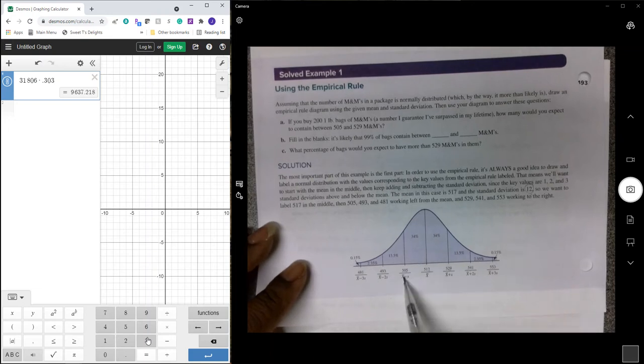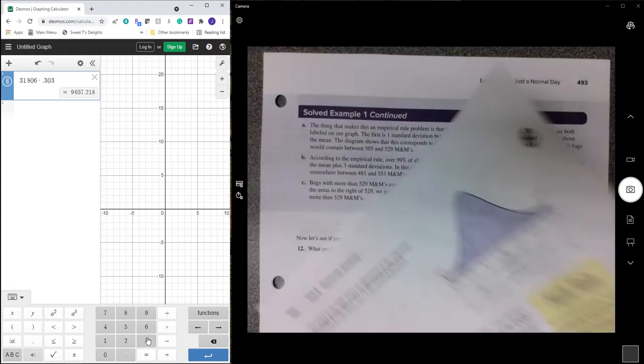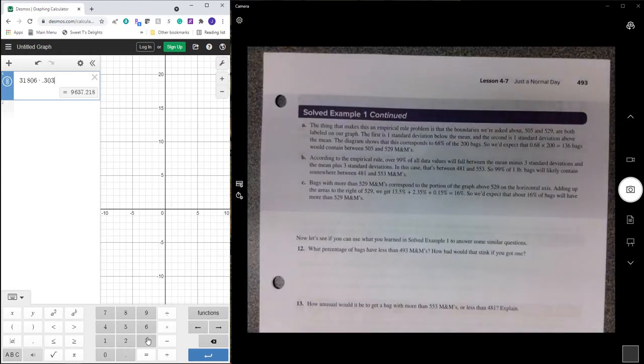Now, if you look here, the 505, the 529, 34% and 34% added together gives you 68%. So that's where they got the 68% from.